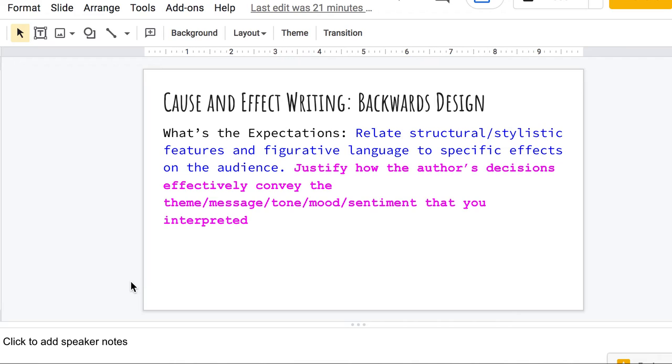So we've done this before. We did this with the Tempest unit when we were looking at argumentation writing. And in a lot of ways, you're trying to persuade me that the techniques that you are employing in your text connect back to your understanding of Swift's work. So what are the expectations? You're going to relate structural and stylistic features, examples of figurative language, and what effects they have on the audience. And then the second part of your introductory paragraph is really justifying how the author's decisions convey theme, mood, tone, and how you interpret that.